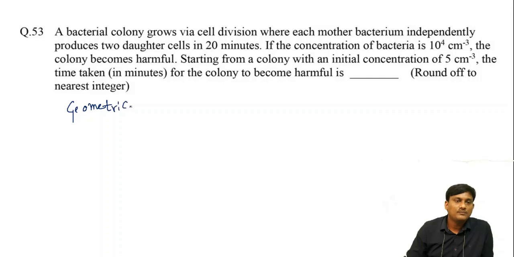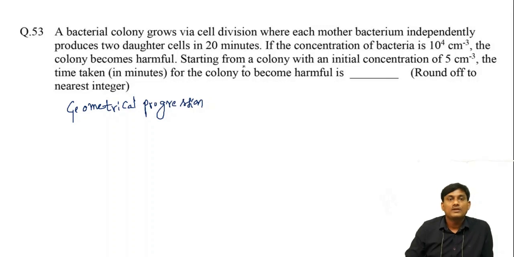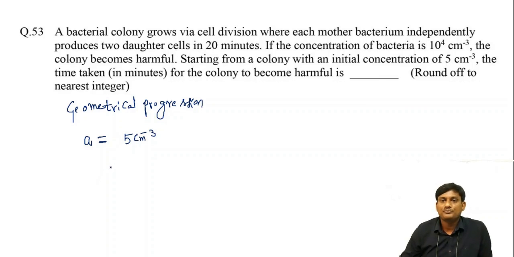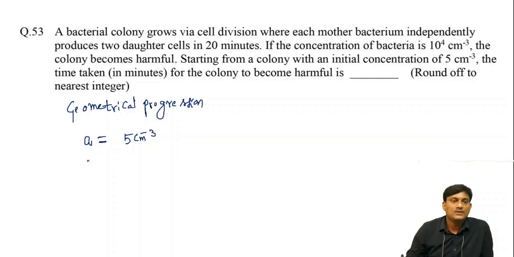The growth of bacteria is a geometrical progression. Here the initial concentration A is 5 cm^-3. And what is the ratio? Here each time the cell divides into two daughter cells. So R is equal to 2, the ratio is 2.